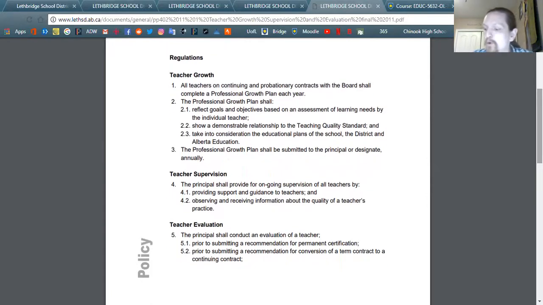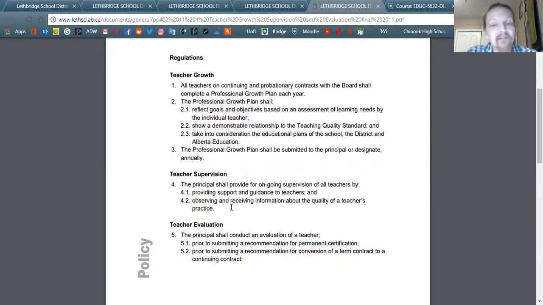The section for supervision is all about providing support and guidance to teachers, and it says observing and receiving information about the quality of teachers' practice. So again, not a lot there, but in my own context, currently, I have a very large school, 1,200 students, about 100 staff members, 4 administrators, and I have an administrator who pops their head in my classroom every single day. One of my 4 administrators comes into my classroom just to make me feel like I am supported and just so that the students know that they're around.